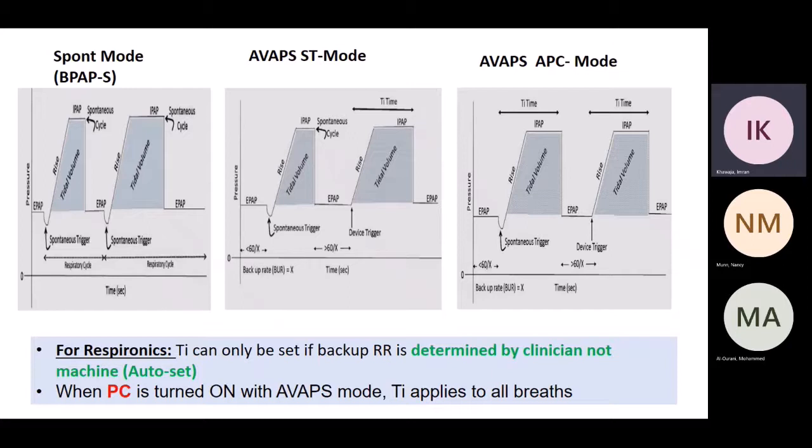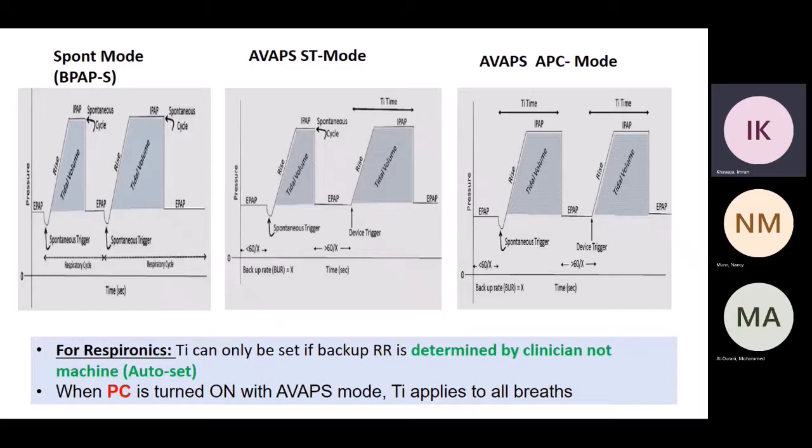But when you have AVAPS and spontaneous timed, this part may get you confused, but I want you to just concentrate on the diagram in the middle. AVAPS ST mode. So that means AVAPS and spontaneous timed. There are part of the breaths that the patient is taking control of, and if they become bradypneic, then the backup rate will kick in. So those breaths are controlled by the machine. This is what spontaneous timed means. If you see the first breath, the patient controls the cycling here and they can switch based on their flow. The other one will stay for the inspiratory time that you dialed in, okay? The one that I told you in the previous slide.